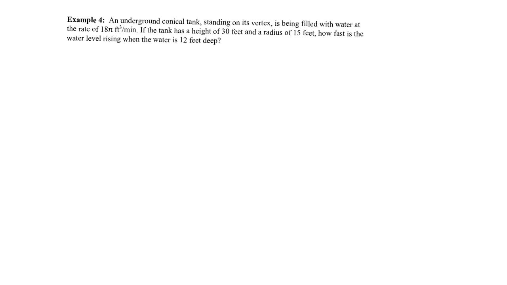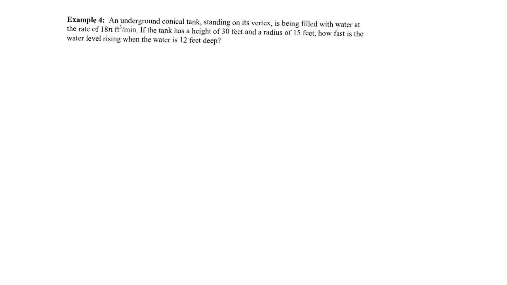This one will get a little more challenging because unlike the last problem, in this case, we're going to have a situation where the radius is going to change. So we're going to have another variable. This is sort of a classic problem in this section in any calc book in related rates. You'll have, in this case, an underground conical tank. So it's like a cone standing on its vertex, being filled with water at the rate of 18 pi cubic feet per minute. The tank has a height of 30 feet and a radius of 15 feet. And the question is, how fast is the water level rising when the water is 12 feet deep?